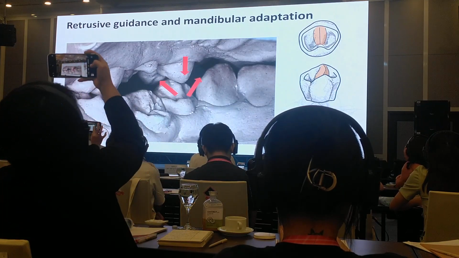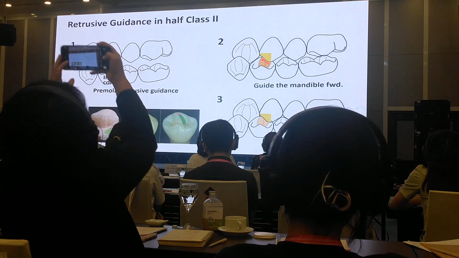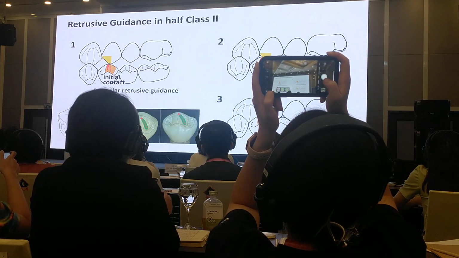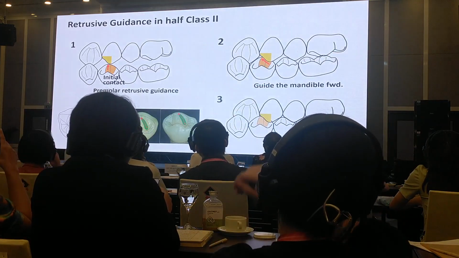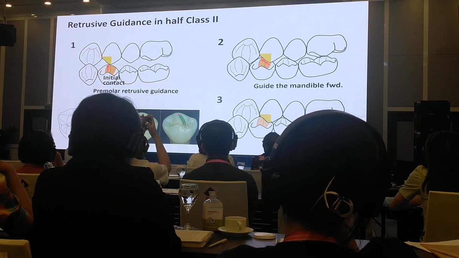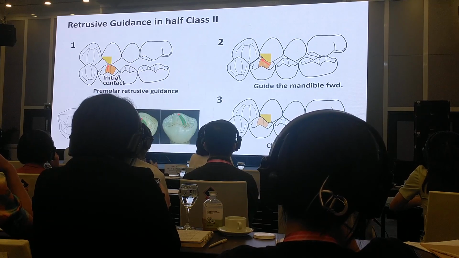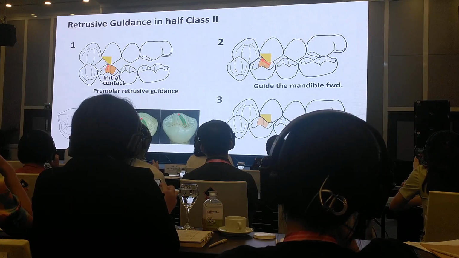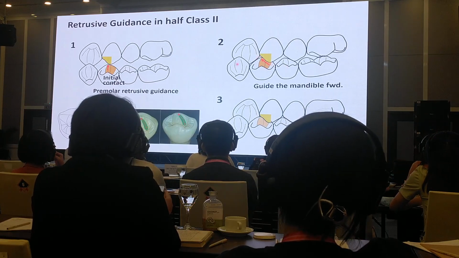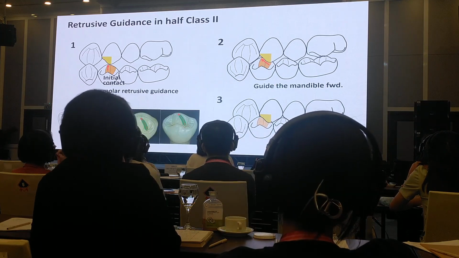So this is reproducible guidance. Very close. The initial contact, upper and lower premolar contact here. See, this nice shape of the premolars contact here, then guided like this. Initial contact here, then guided forward, the mandible adapts forward, and finally plus one occlusion is established.